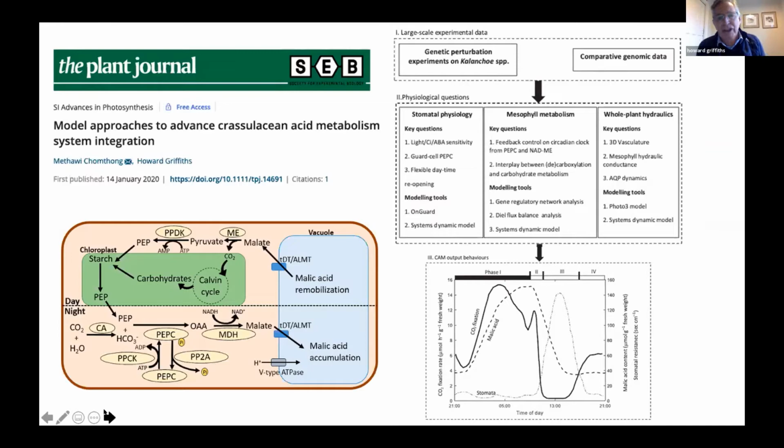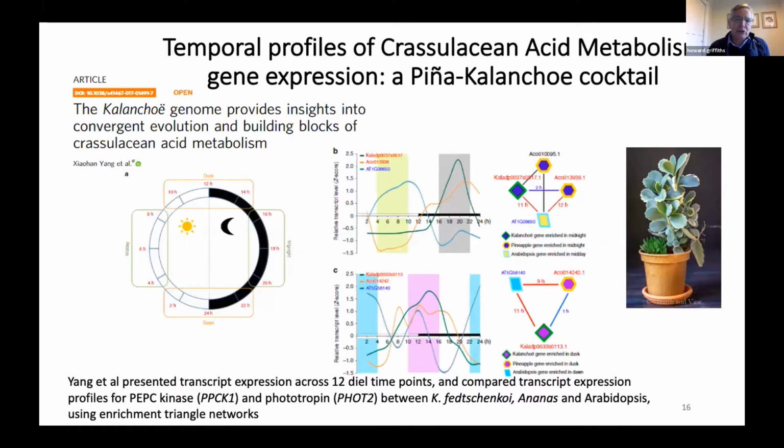And we identified a number of large scale experimental data sets we could use. We identified physiological questions that we could address if we had a better understanding of the molecular basis to the origins of CAM, in terms of stomatal physiology, mesophyll metabolism, whole plant hydraulics. And then we could in turn hopefully fit that back into that large scale modeling system to make the sort of predictions that were captured in Barry Osmond's original 1978 review. So that's where we've been moving.